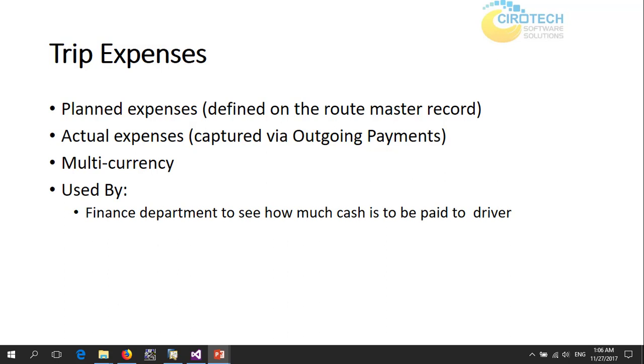And the trip expenses is a very popular report and is normally used by the finance department on a daily basis to help plan and monitor the payments that are being made to drivers as they're being dispatched.